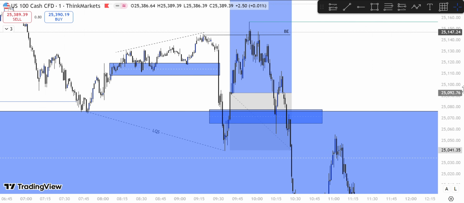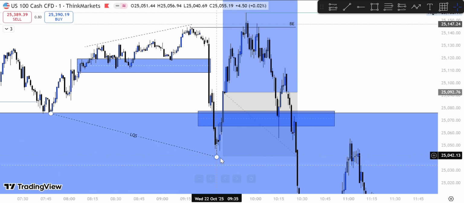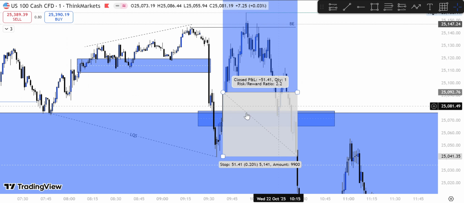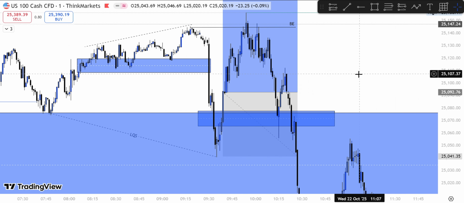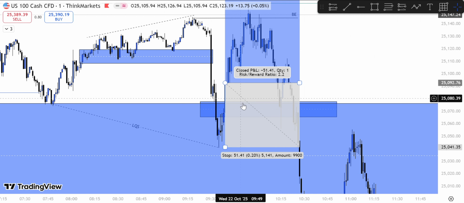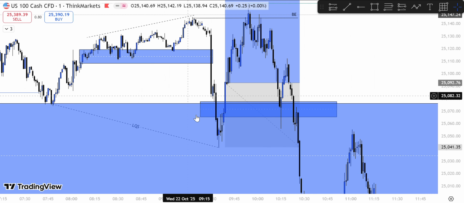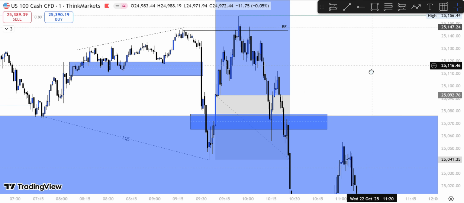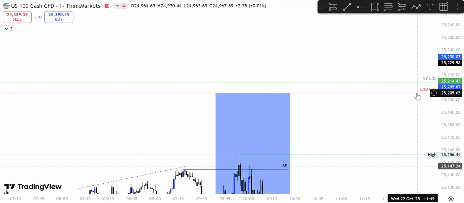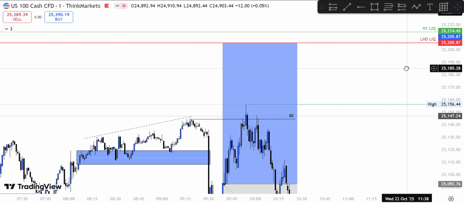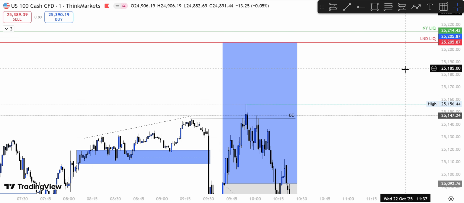So after we manipulated to that 1 hour fair value gap, we had a liquidity sweep as well. And then I entered off of this huge candle, out of this huge impulsive move to the upside, which was this candle to close and create this inversion fair value gap. We wanted to target London liquidity and New York liquidity.